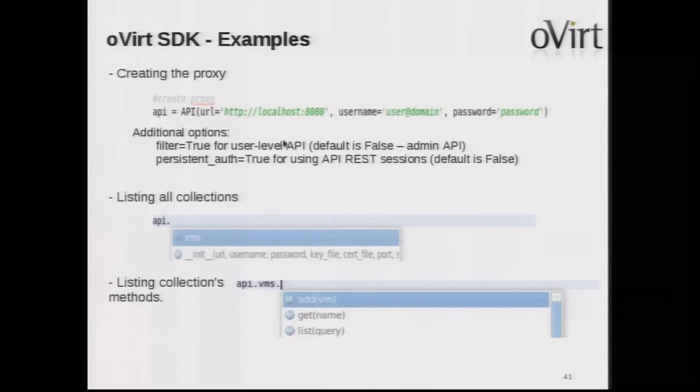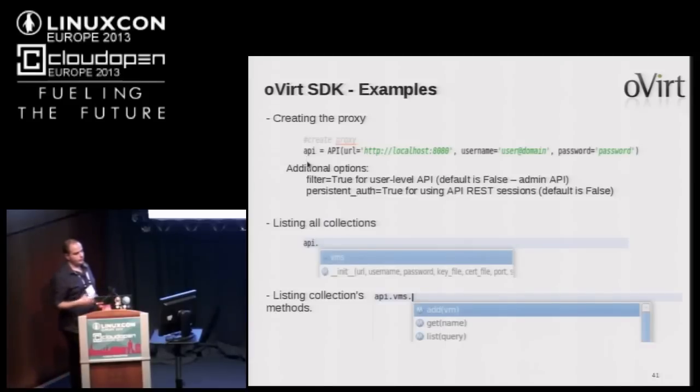So in Python, when we want to start working with the engine, we create a proxy. We create a new API object, passing the URL, the username, and the password, and that's pretty much it. Now we have an object in hand which we can use. For example, listing all the collections with API dot, I can see, for example, that I have the VMs collection. I can do api.vms dot something. I can add a VM, get a VM, list all the VMs, and so on. Very convenient to use.